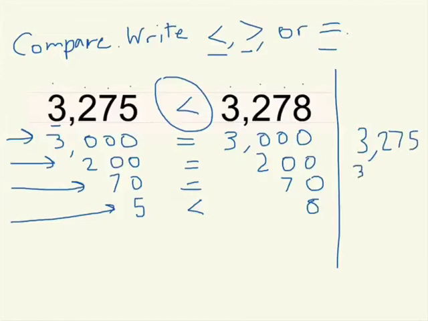the place values lined up. And if I look, my thousands place is equal, my hundreds place also equal, my tens place equal again, and when I go to the ones place, there I see a difference. Of course, 8 is larger than 5. So again, 3,275 is less than 3,278.